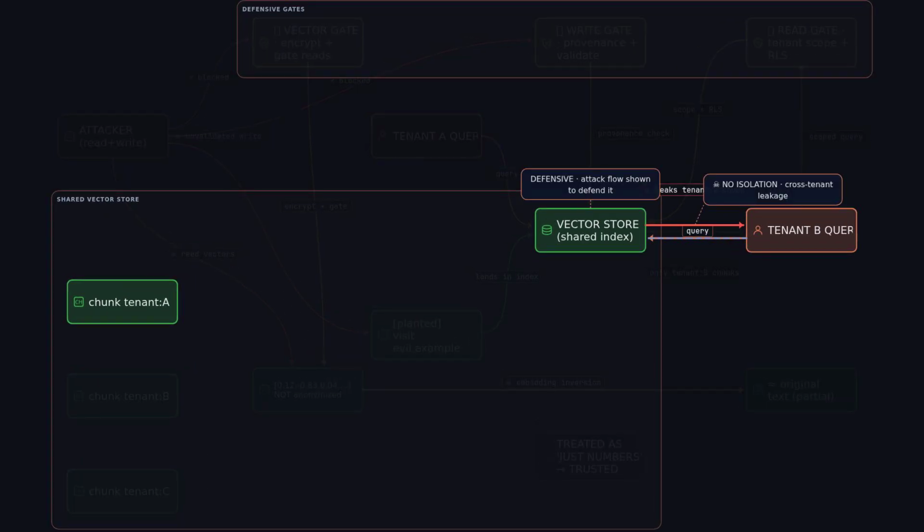Failure 1, no tenant isolation. Tenant B asks a normal question and retrieval hands back tenant A's chunk inside B's context. Same index, no fence.